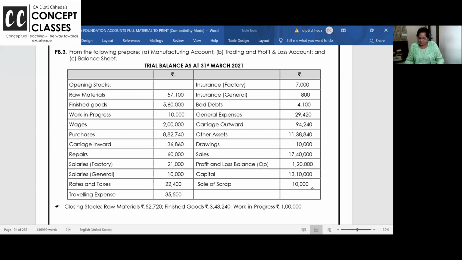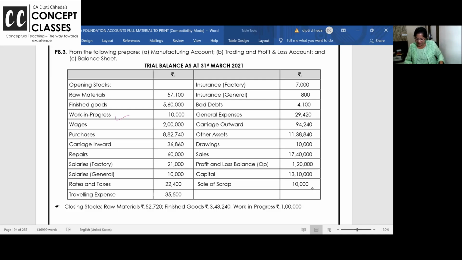And look at the problem. Opening stock of raw material कहाँ आएगा? Manufacturing account. Opening stock of work in progress, manufacturing. Opening stock of finished goods कहाँ आएगा? Finished goods where it will go? So finished goods will go in the trading account. Finished goods are already ready in the trading account.